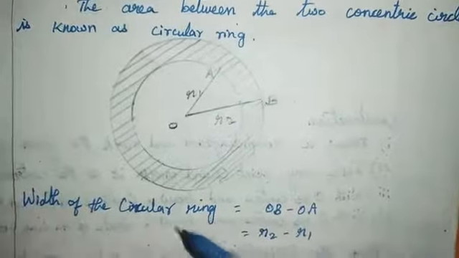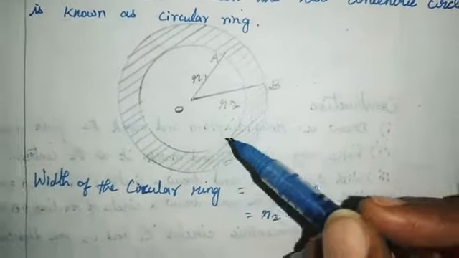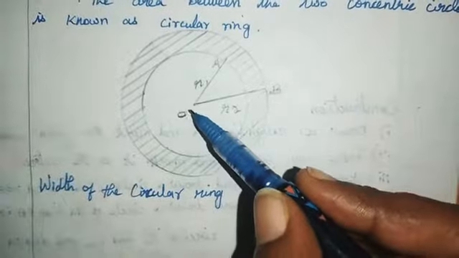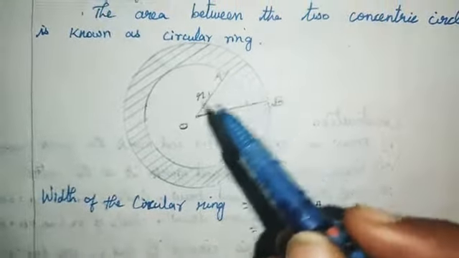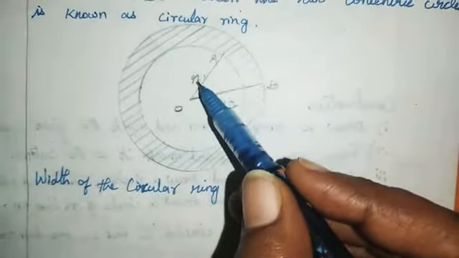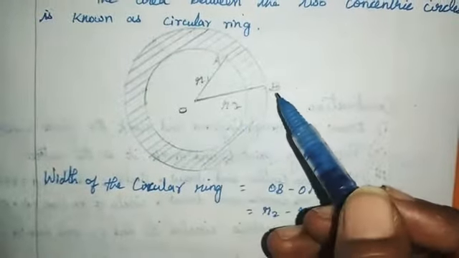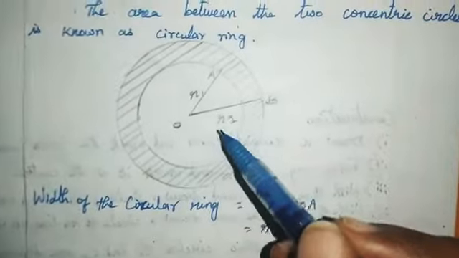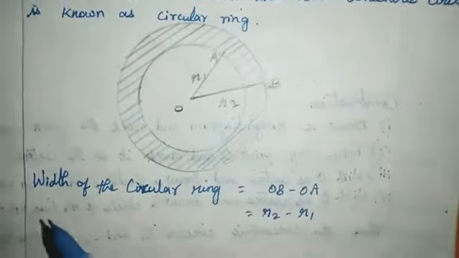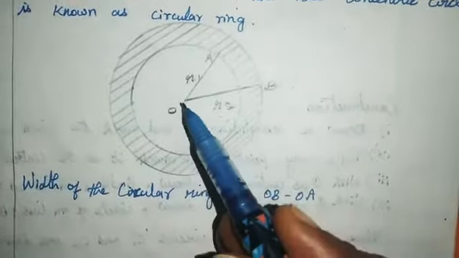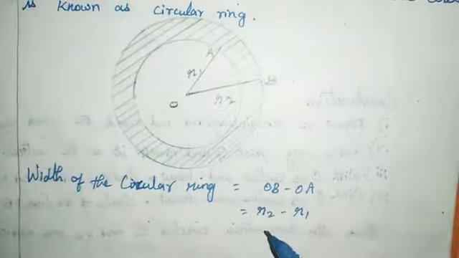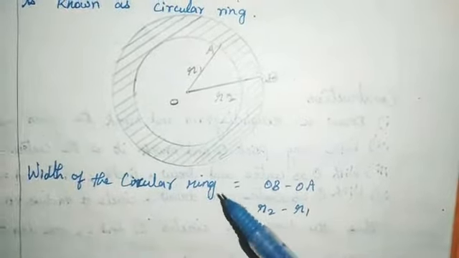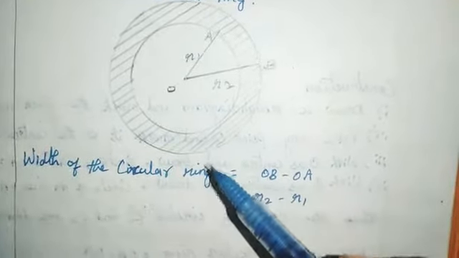The width of the circular ring can be found by subtracting the radius of the inner circle from the radius of the outer circle. Here we are taking the radius of the inner circle OA as R1 and the radius of the outer circle OB as R2. Therefore, to find the width of the circular ring, the radius of the outer circle OB minus OA, that is R2 minus R1. Using this, we can find the area of the circular ring.